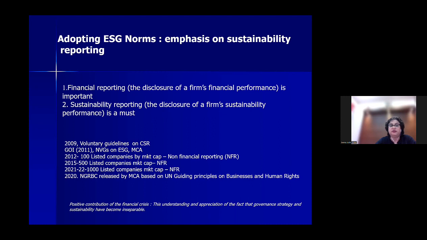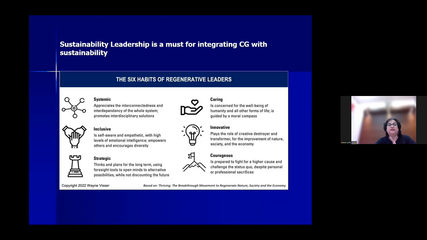And the conditions, the rules, are becoming more and more stringent. And in 2020, the national guidelines for responsible business conduct have been released by MCA, and these are aligning with the UN guiding principles on business and human rights. Now, what is more important is that if these guidelines are to be implemented, it is the leadership which is very, very important. And this leadership has to come from the board of directors.